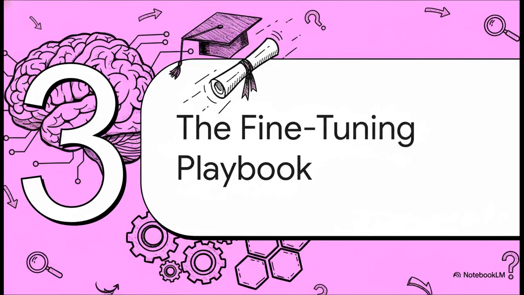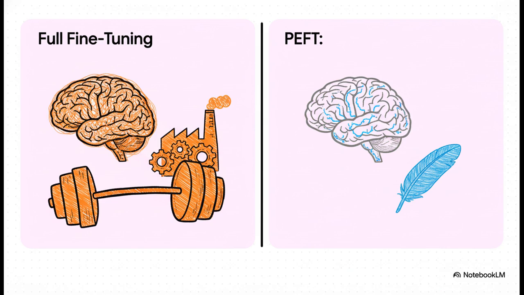So if fine-tuning is like AI med school, how do you actually enroll? What are the strategies we can use to make this happen? Let's break down the playbook. You've basically got two main roads you can go down. The first is full fine-tuning, where you retrain every single part of the AI. It's super powerful, but as you can imagine, it's also crazy expensive.